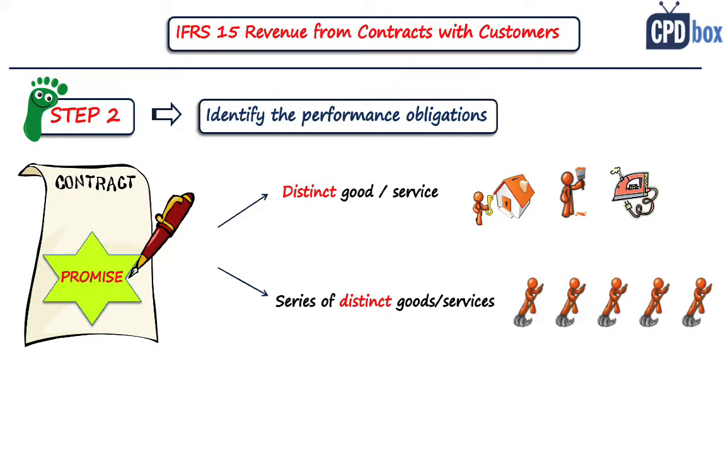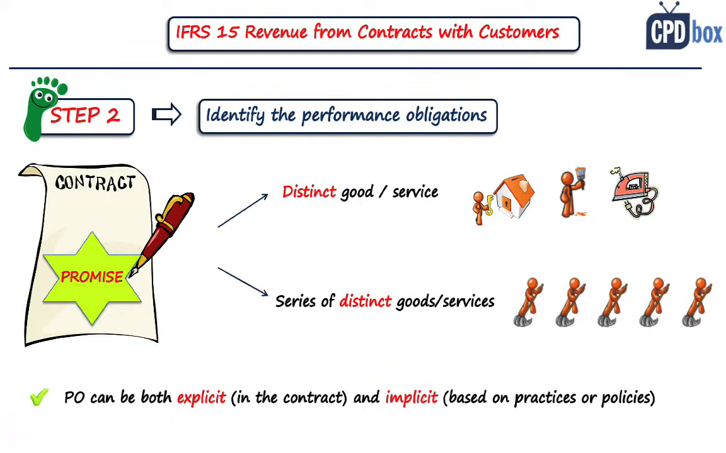A contract usually explicitly states the goods or services that should be transferred to a customer, so we consider them explicit performance obligations. But sometimes there could also be implicit performance obligations that are implied by something, for example, by the entity's customary business practices. So, for example, some guarantees that a company usually provides to all customers without explicitly saying that in the contract.